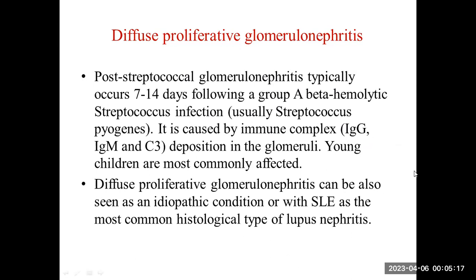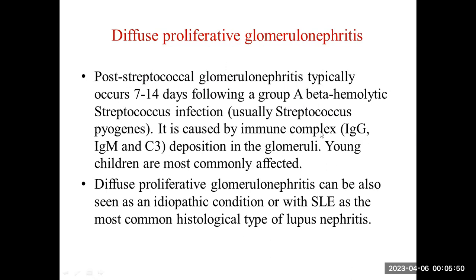This indicates the immune deposits, which consist of IgG, IgM, and C3 in case of diffuse proliferative glomerulonephritis. The management of this condition, unfortunately, there is no specific treatment for diffuse proliferative glomerulonephritis. Before you put the diagnosis of diffuse proliferative glomerulonephritis, you need to look for evidence of streptococcal infection. You will check the ASO titer, the streptolysin O titer. You can check the anti-DNase level to look for evidence of streptococcal infection.